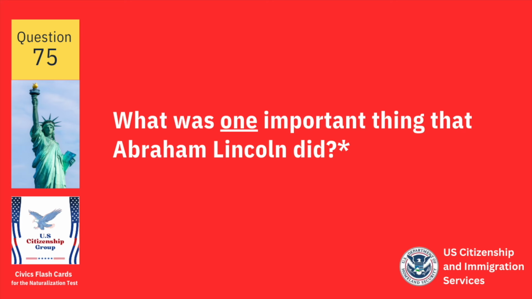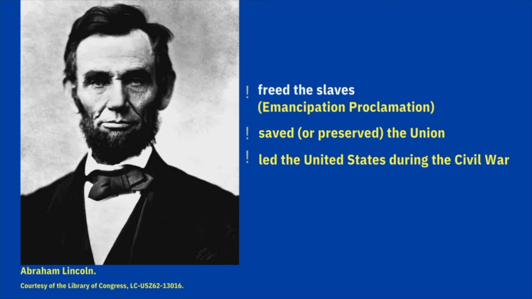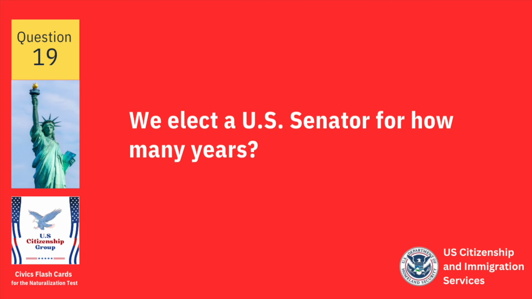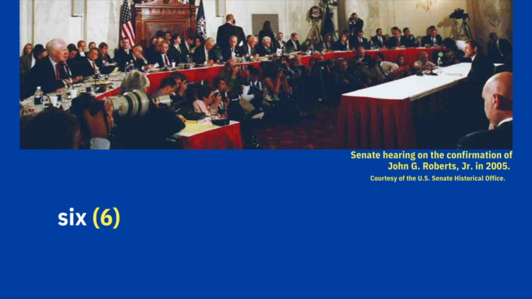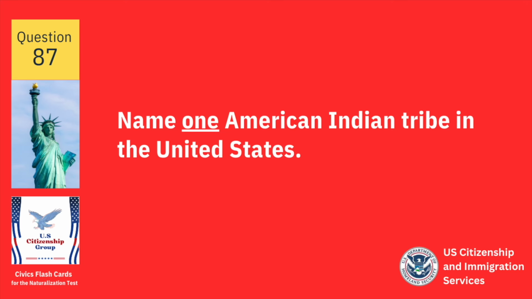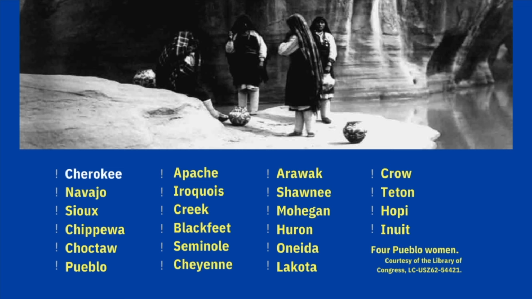What was one important thing that Abraham Lincoln did? Freed the slaves. We elect a U.S. Senator for how many years? 6. Name one American Indian tribe in the United States. Cherokee.